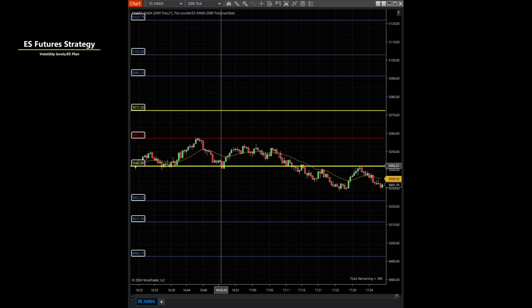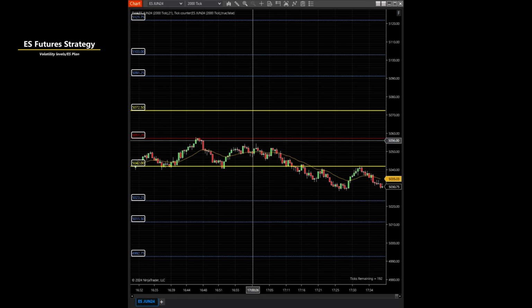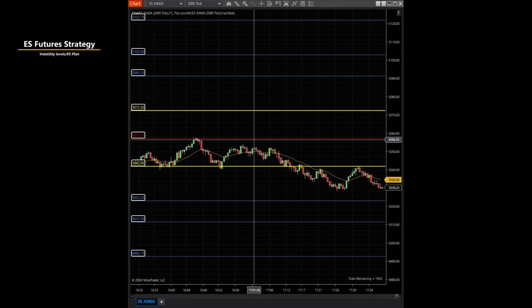The stop would have been 2 points below, which means at 50.40, and the target was the next level above in the direction of the trade, which is the pivot at 57.25. As we see here, the lower yellow level gave a nice reaction up to 54.25, which was pretty close to the pivot.